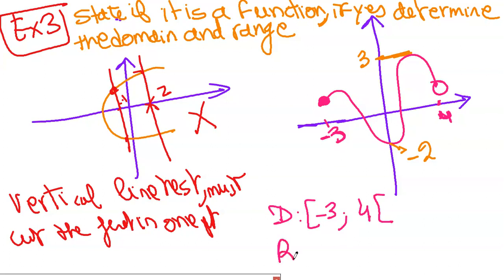Now, the range is all the values of y. So I need to move vertically, from the negative to the positive. What is the minimum value? -2. Is it included? Yes. Moving up, I have all the values of y until the point 3, which is included. So the domain of this function is between -3 and 4, and the range is between -2 and 3.